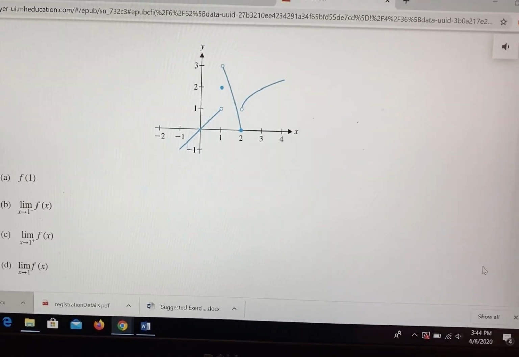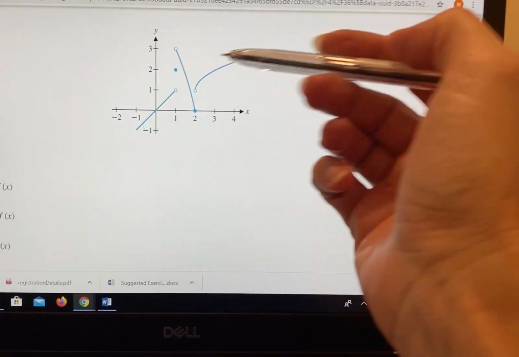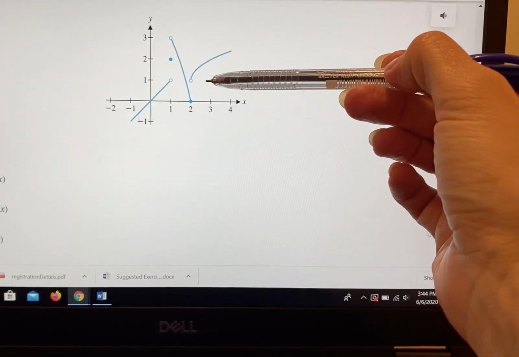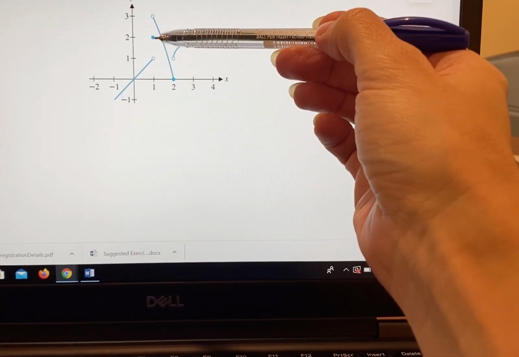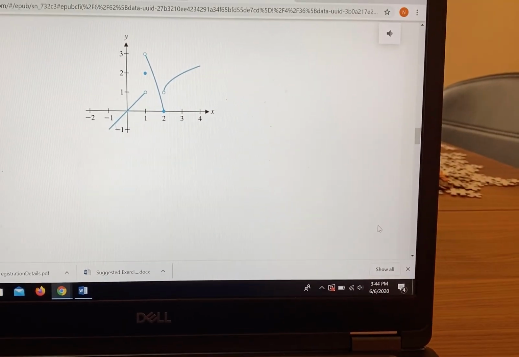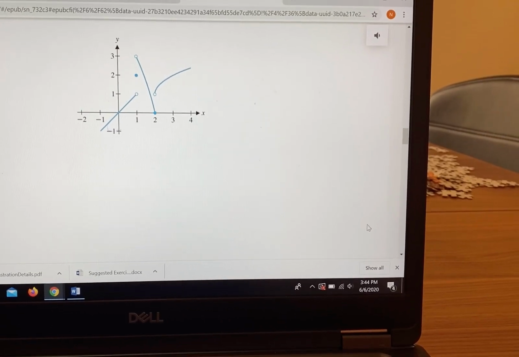What is f at 1, for example? F at 1 means that we have to look at 1 directly. We don't look left or right. We look at 1 exactly, and we search above 1 for the closed circle. We see this is the closed circle. So f of 1 we say is equal to 2.